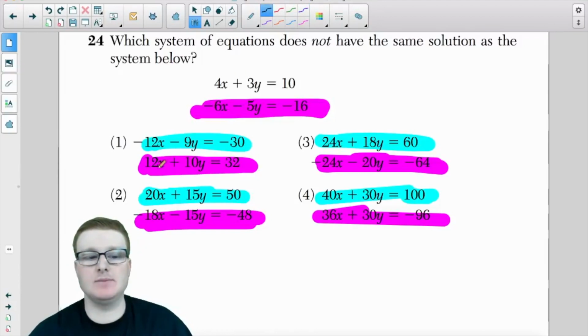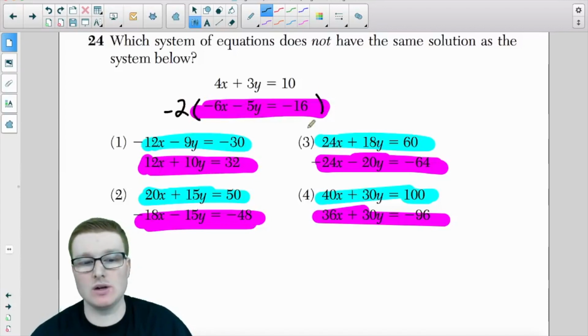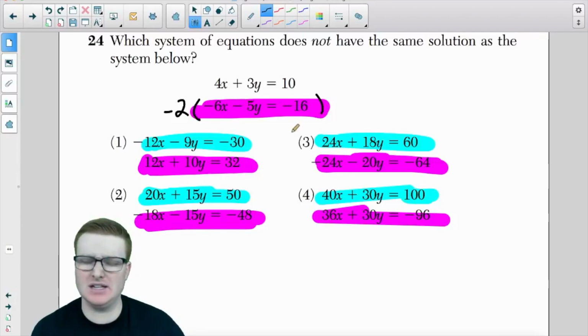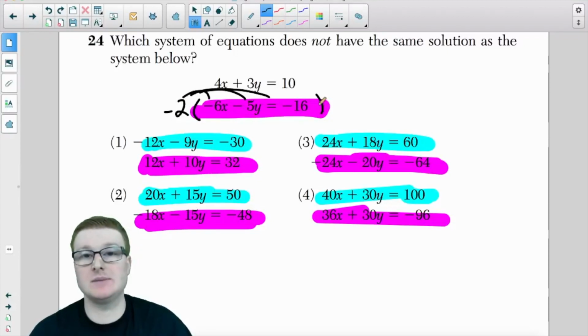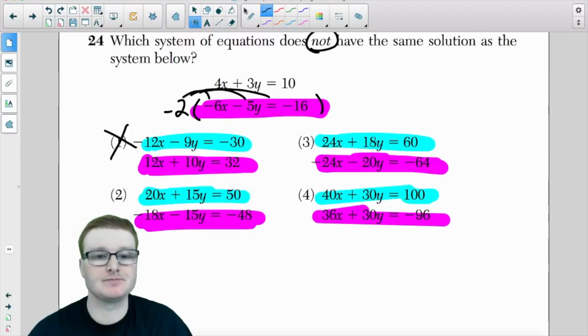So negative 6 times what gives you positive 12? Well, negative 6 times a negative 2 gives you a positive 12. 2 negatives give you a positive answer. So we distribute. Negative 2 times negative 6 gives you positive 12. Good. Negative 2 times negative 5 gives you positive 10. Good. Negative 2 times negative 16 gives you positive 32. Good. Choice 1 is incorrect. We're trying to find the one that does not have the same solution.